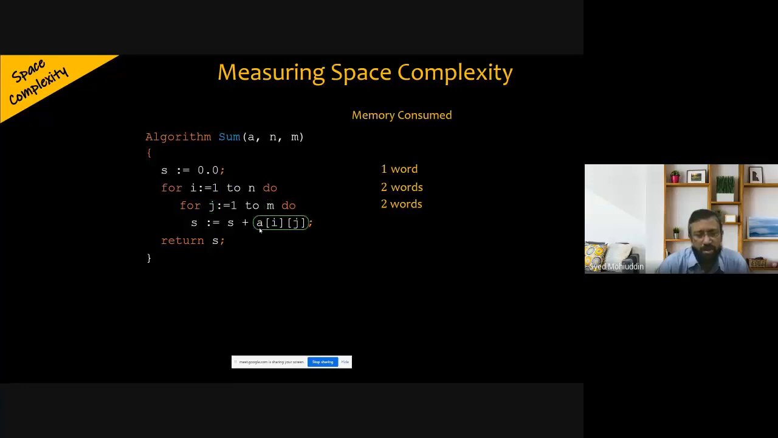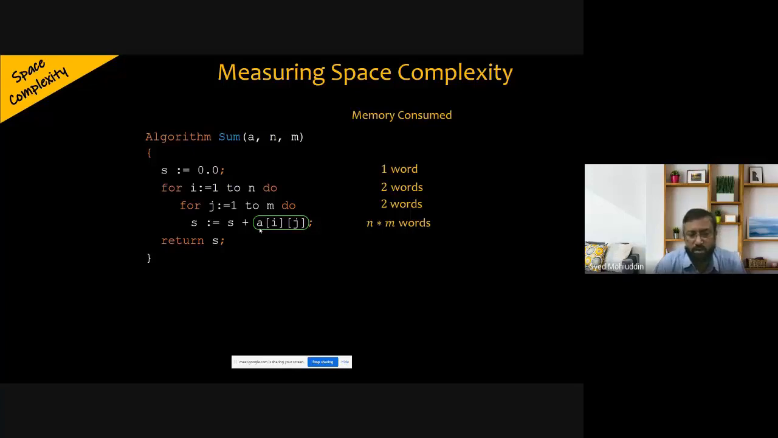Then in this expression, S we have already said consumes 1 word. Accessing the array, the array is a reference variable. So accessing the array, here we have I and J, that is the number of rows and columns. The number of rows is N, columns are M. So this will be occupying N into M words.